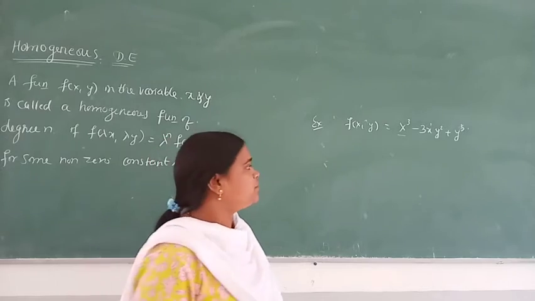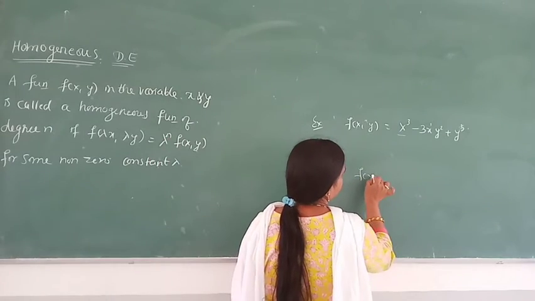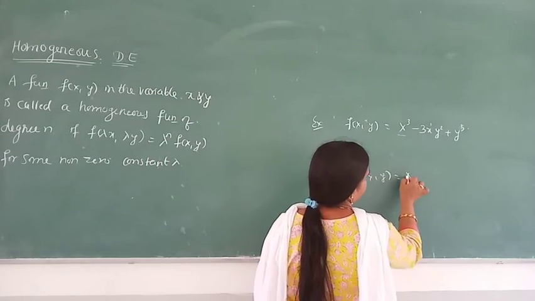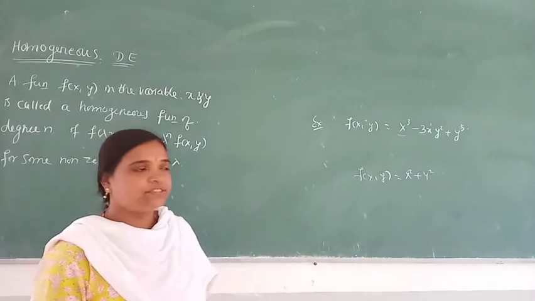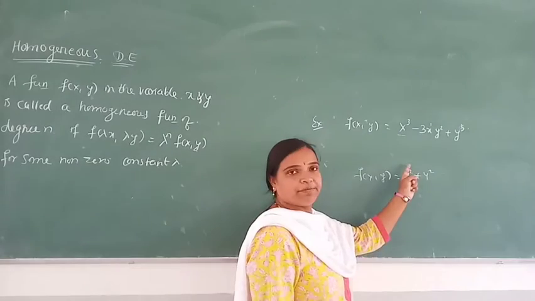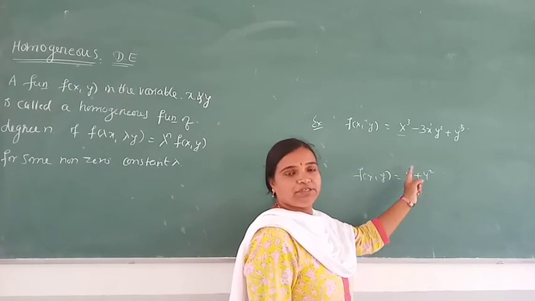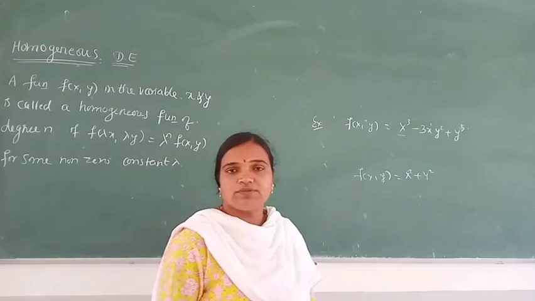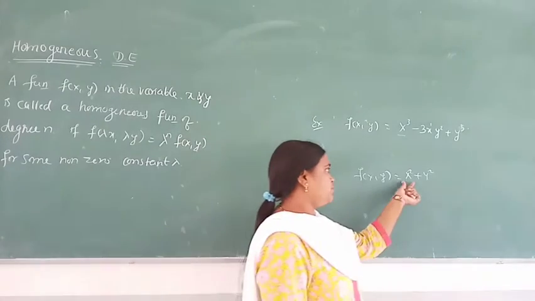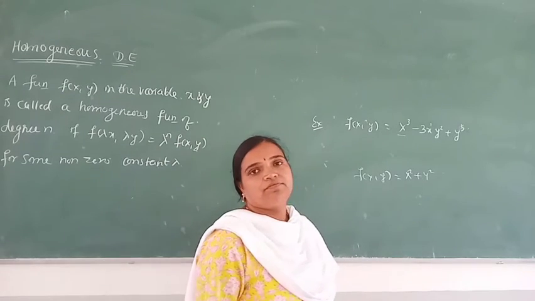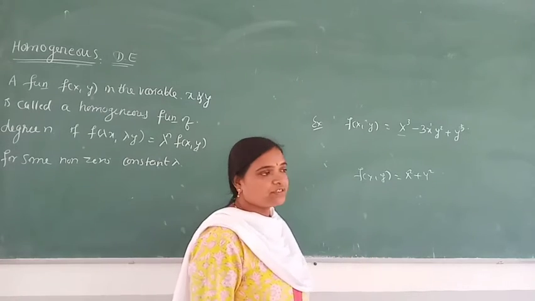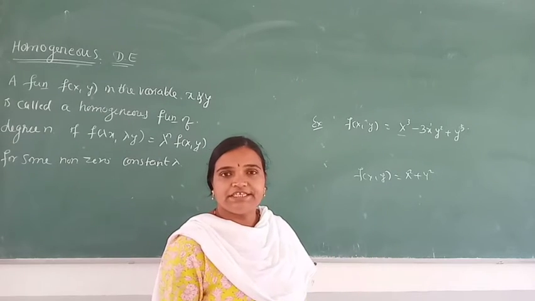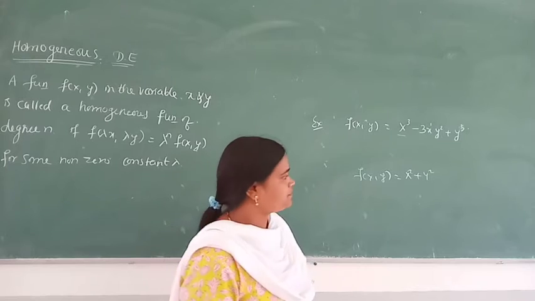Okay, for example if I take f of xy is equal to x square plus y square. See here the power of variable x is 2, here also 2. Means each and every term of the variable power is the same. Such type we say that it is homogeneous.